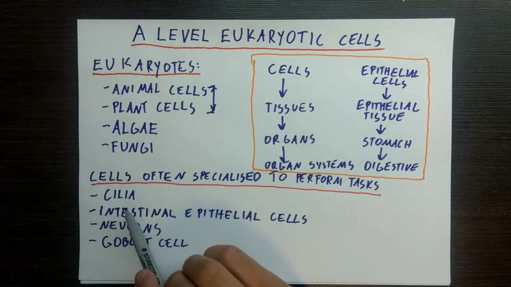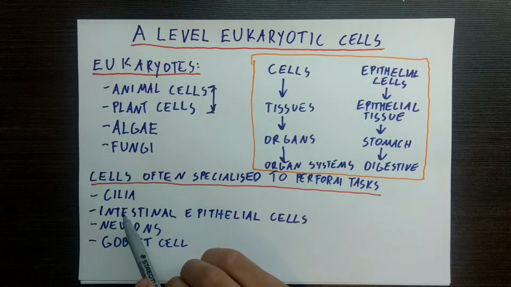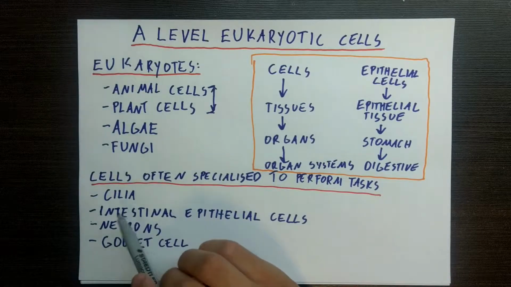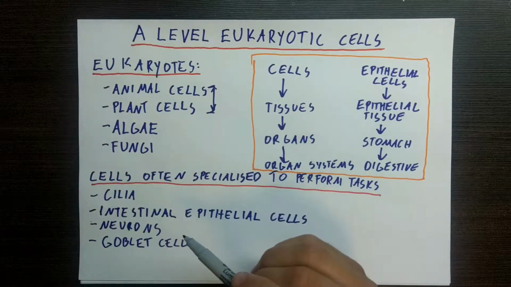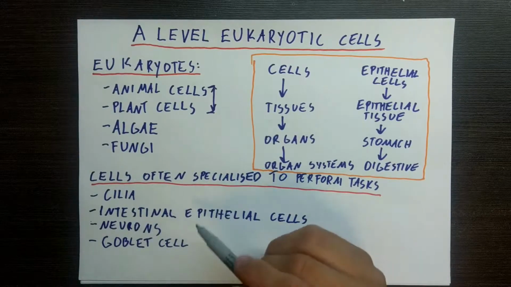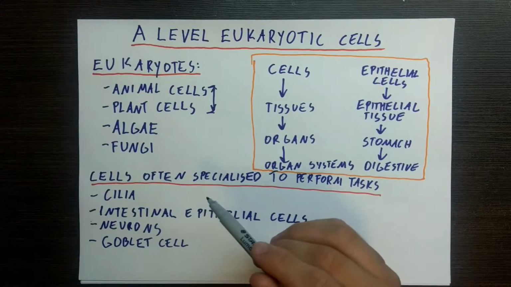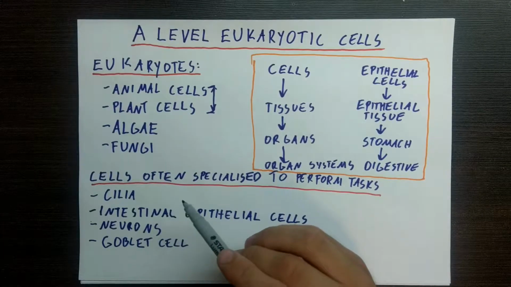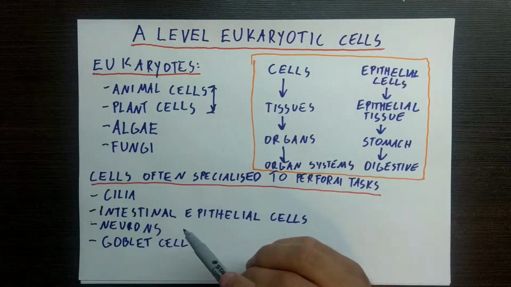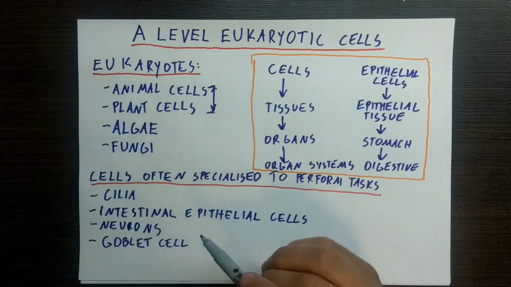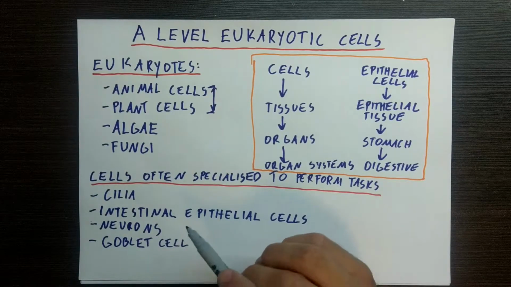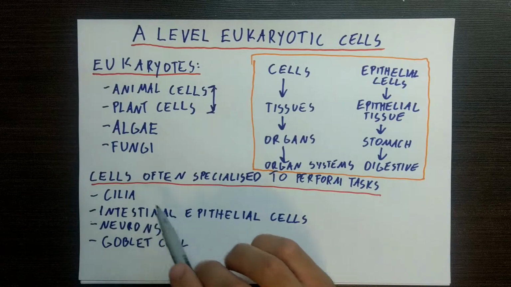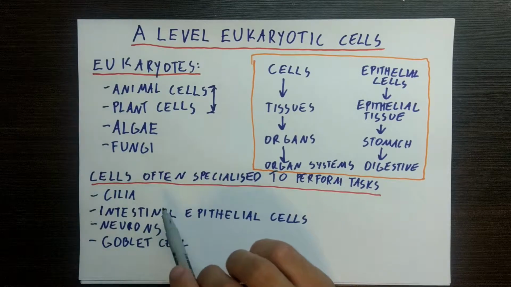So ciliated cells, for example, are the cells in the lining of our throat, in the trachea, where you breathe in air, and their job is to move mucus out of the lungs. They have these little hairs that help them move mucus out of the lungs. Now, in order to be able to do that, they need quite a lot of energy. So they have more mitochondria. So this is an example of how a cell can be specialized for its function.